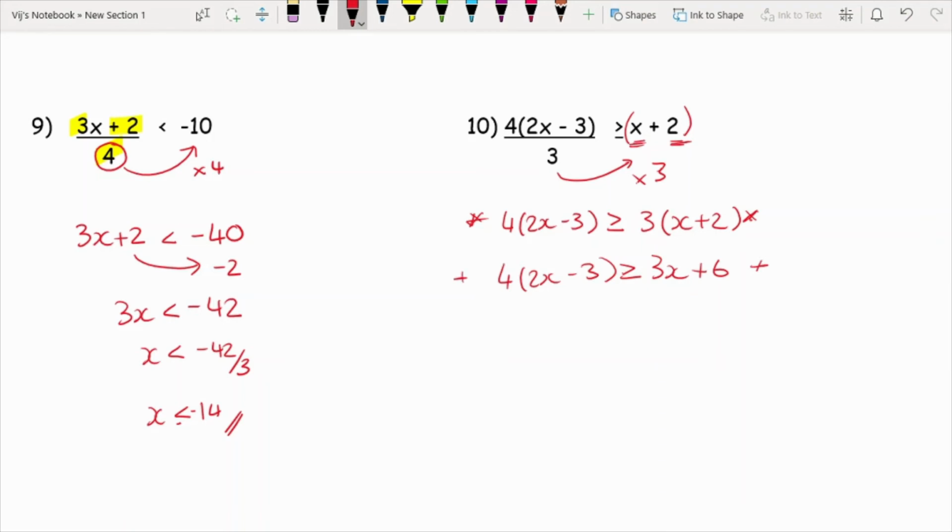So from this we expand the brackets, so we've got 8x minus 12 is greater or equal to 3x plus 6.